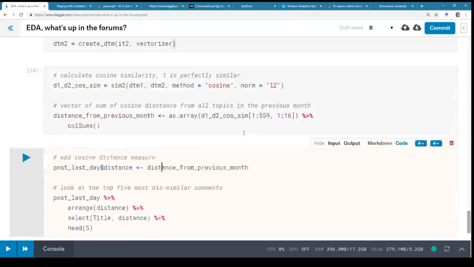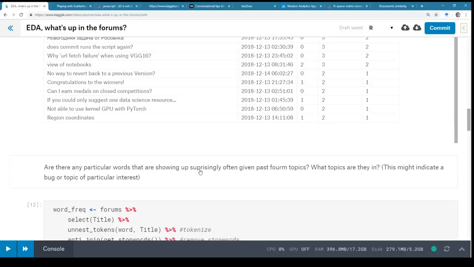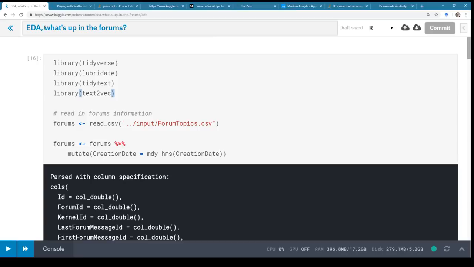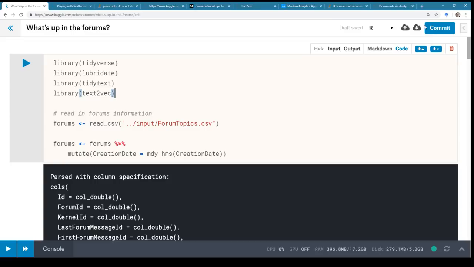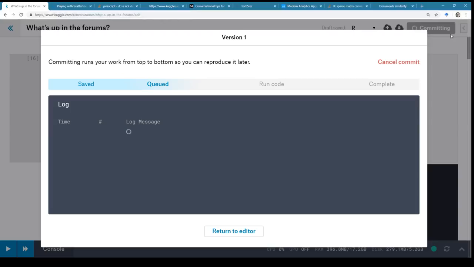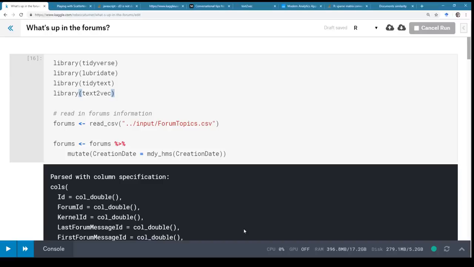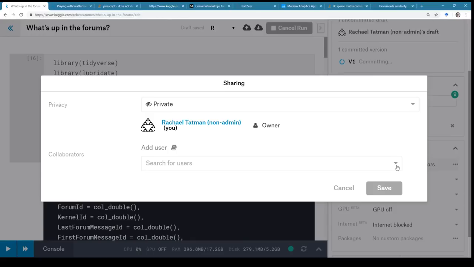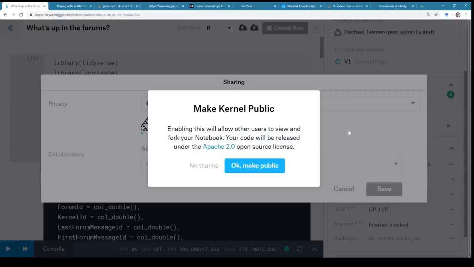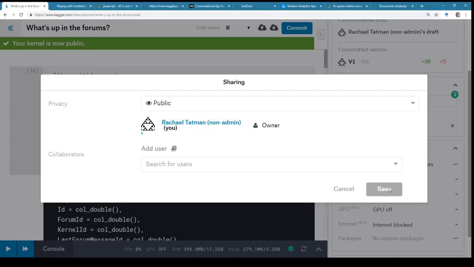So I have gone way over time, but I got into it and I had a lot of fun. And I'm going to call this a success. So I'm going to actually rename this. Instead of calling it EDA, I'm going to call it What's Up in the Forums. And I'll commit that. And actually, I'm going to make this public as well, so y'all can check it out if you have an interest. Yep, and it should be committed.